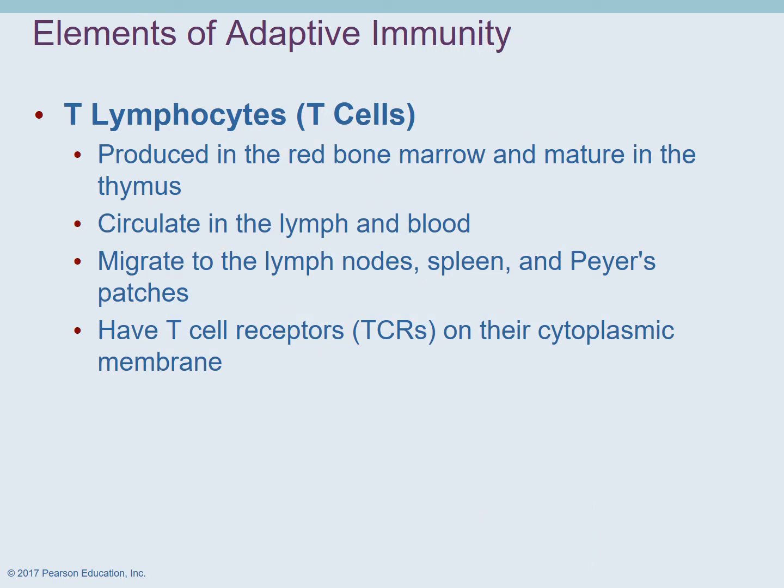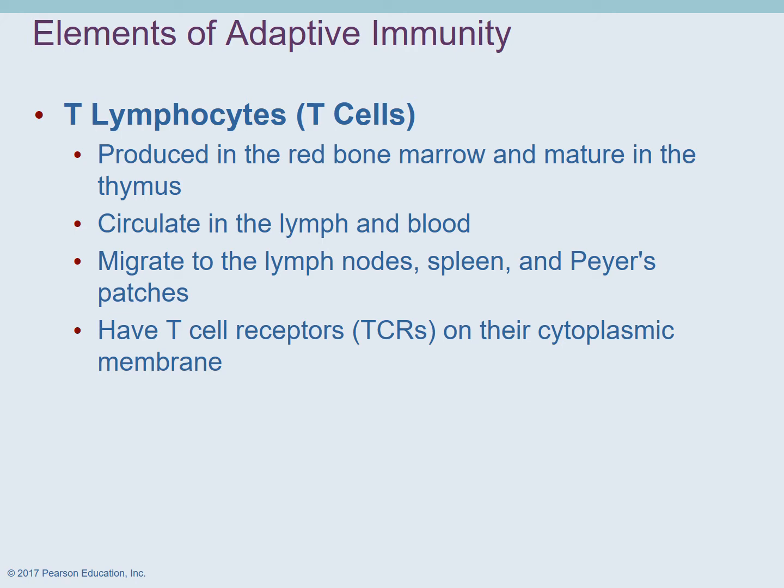The T cells, all lymphocytes, are initially produced in the bone marrow. However, the T lymphocytes are going to then move to the thymus, and that's where they will mature. The T cells will circulate throughout the lymph and the blood. Some of them will migrate to the lymph nodes so that they're present there. Like I said, the lymph nodes are filtering systems. Some will be in the spleen, and also Peyer's patches, which are locations associated with the intestines.